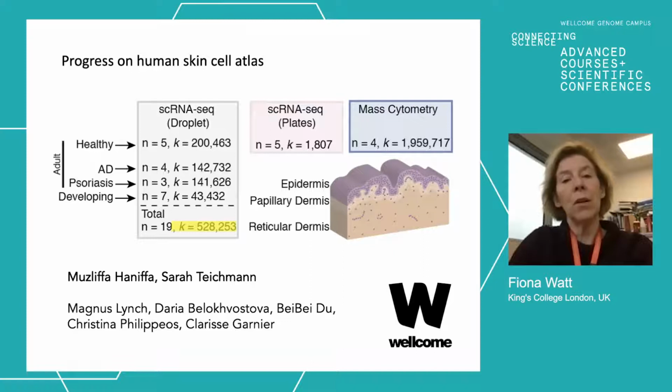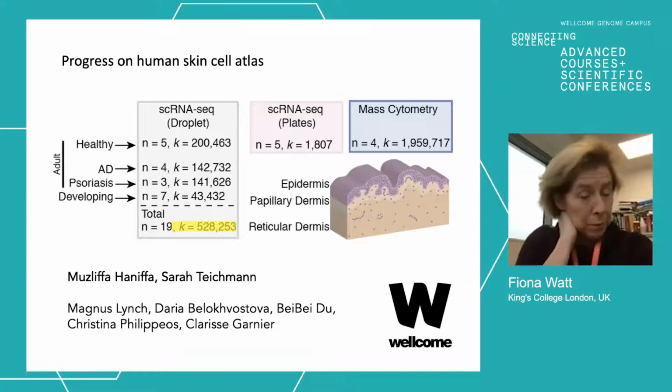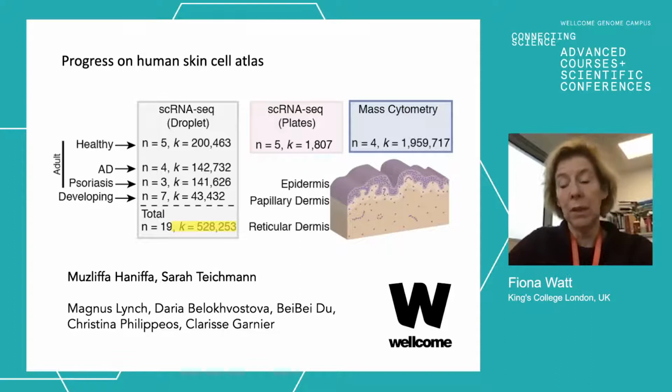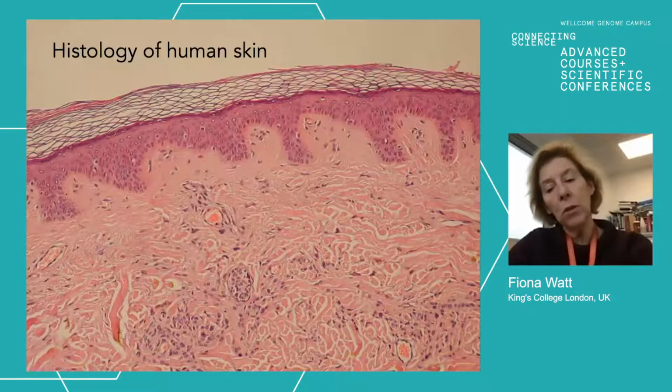Instead of focusing on cells that we've cultured from human epidermis, we've got cells from epidermis and dermis. And we've also got samples from healthy adult skin and from patients with atopic dermatitis and psoriasis. And Muz has been working with the developmental tissue bank in Newcastle to also obtain data from fetal skin. So the amount of information that we have at our disposal is really massive and incredibly exciting. So what can we do with this information?